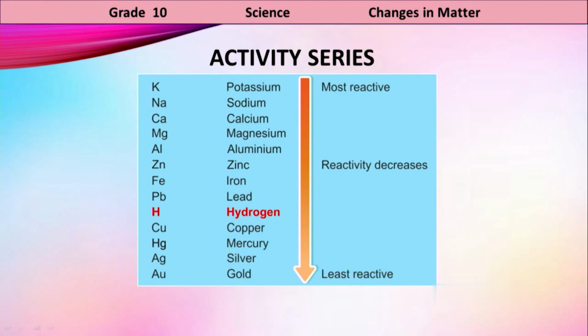Let's see what the metals present in the activity series are. Potassium, sodium, calcium, magnesium, aluminium, zinc, iron, lead, hydrogen. Hydrogen is not a metal, it is a non-metal, but for comparing reactivity, we include it in the activity series. Then copper, mercury, silver and gold. So here the symbols of the metals are given.